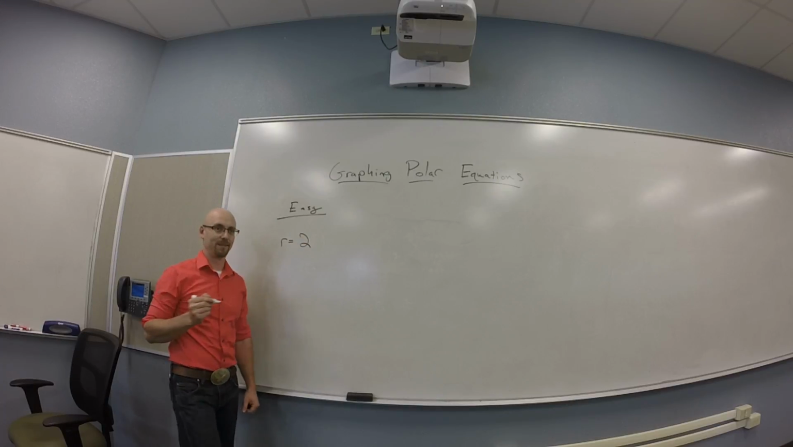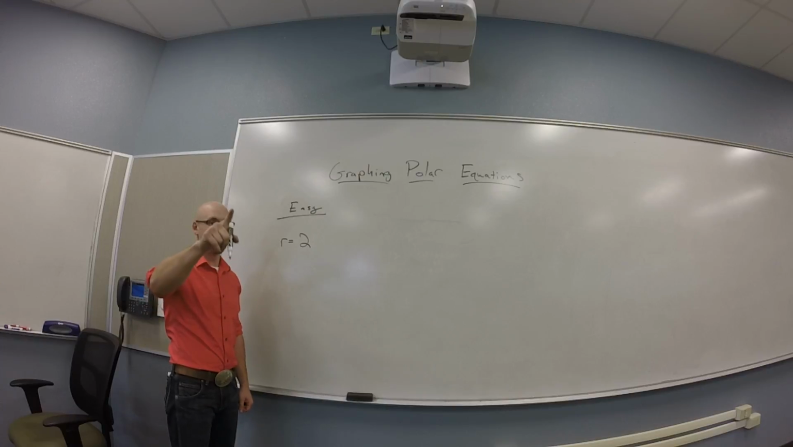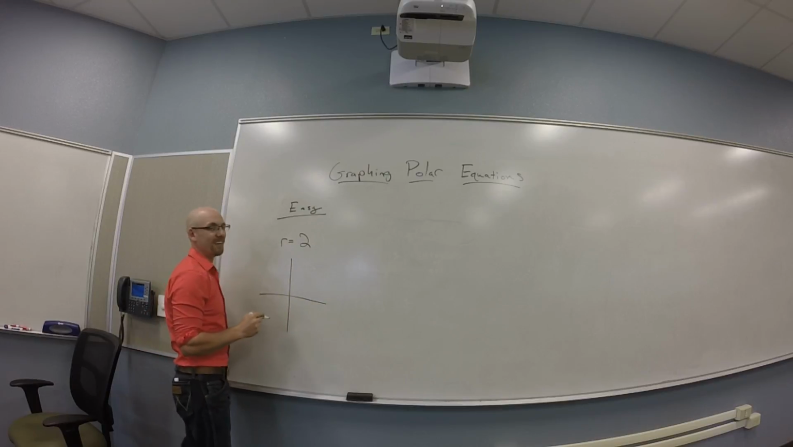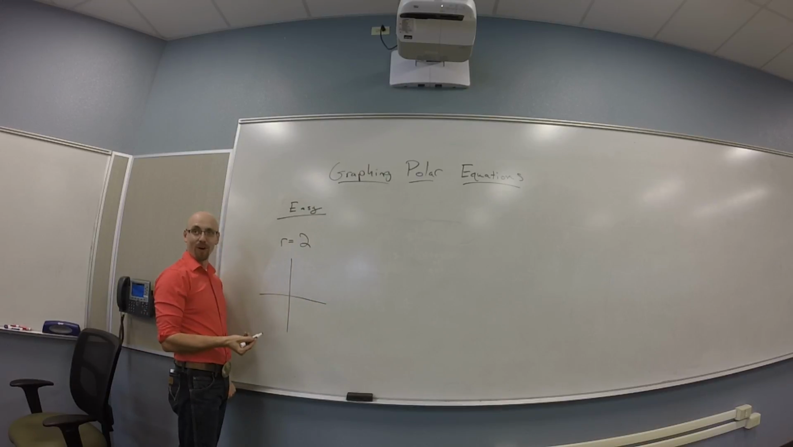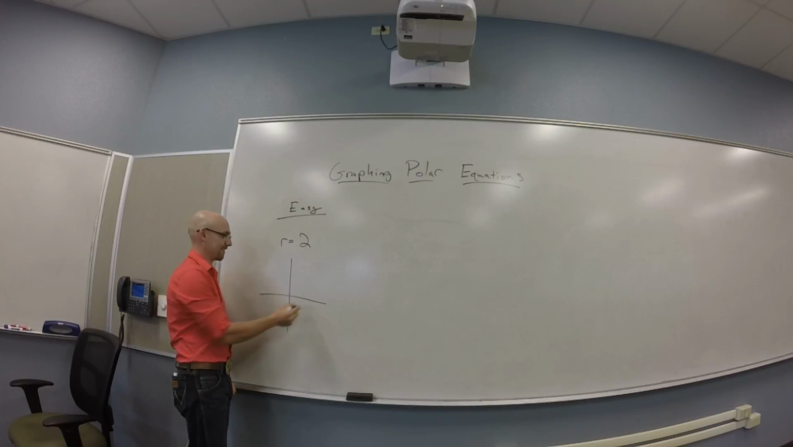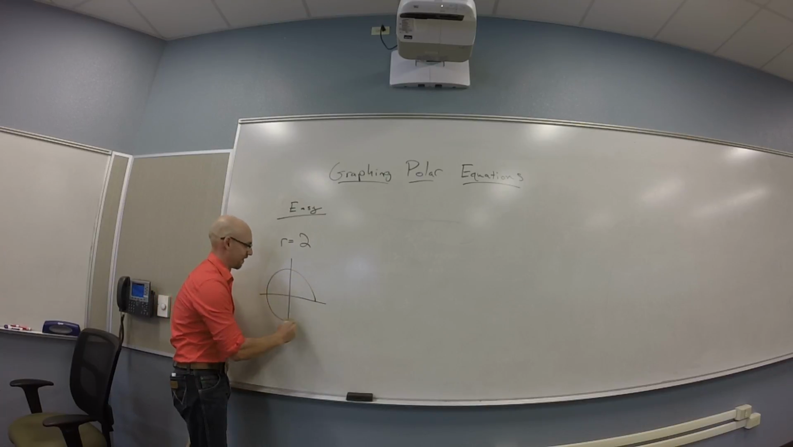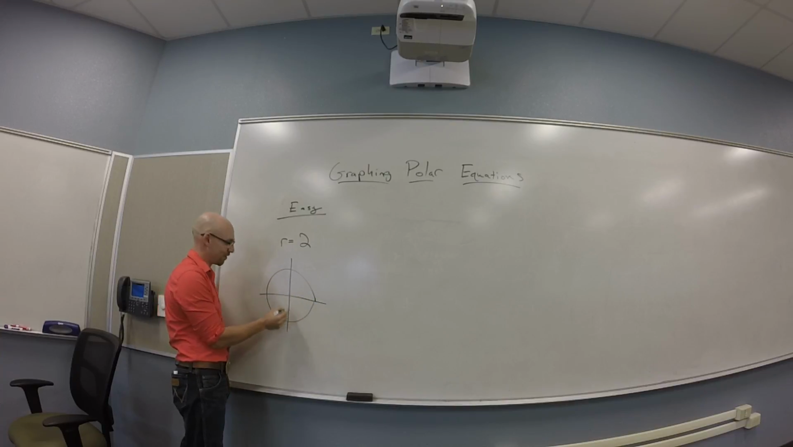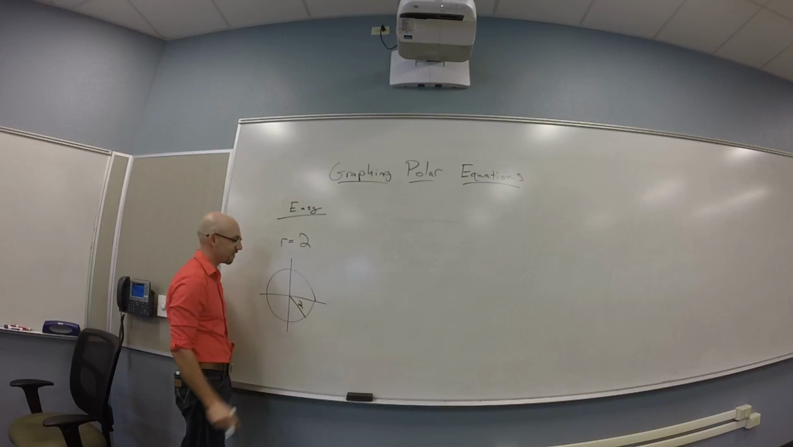Chart of origin. No. Circle. Good. So this is all the points where the radius is 2. So that looks like a circle. And what's the radius of that circle, you ask? 2. No, you don't, because you guys are smart.